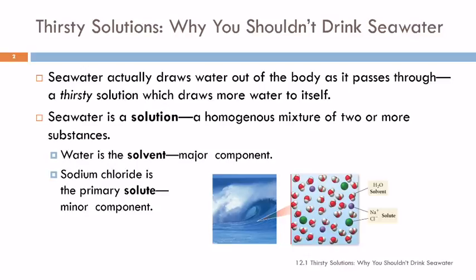Oftentimes, that's water. That's called the solvent. That's what the other stuff is dissolved in. Everything else is called the solute. You can have more than one solute in a solution. In the ocean, we have a lot of water, and there's sodium chloride, that's one solute. There's also magnesium chloride and all kinds of other salts that are dissolved. All of those things that are dissolved in the water are solutes.